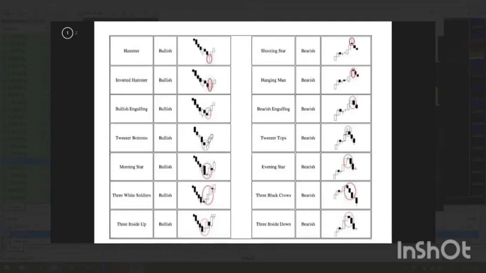This is called the inverted hammer. But it depends on its location on the market. Sometimes we don't have an uptrend, we have a downtrend. But please don't read the book because it will confuse you. It just teaches you the default situation of everything.